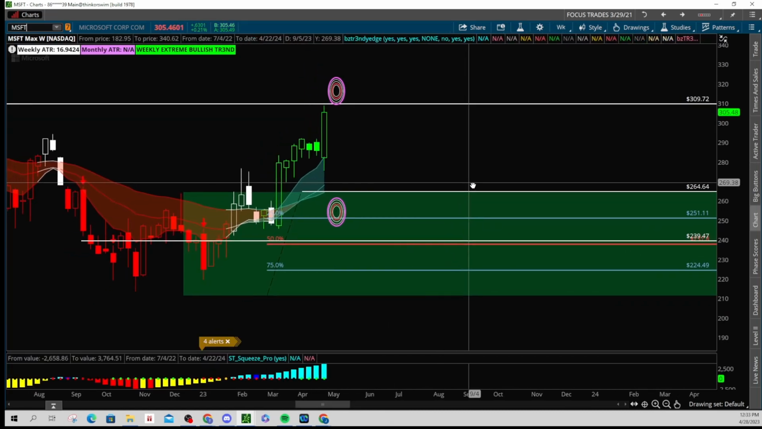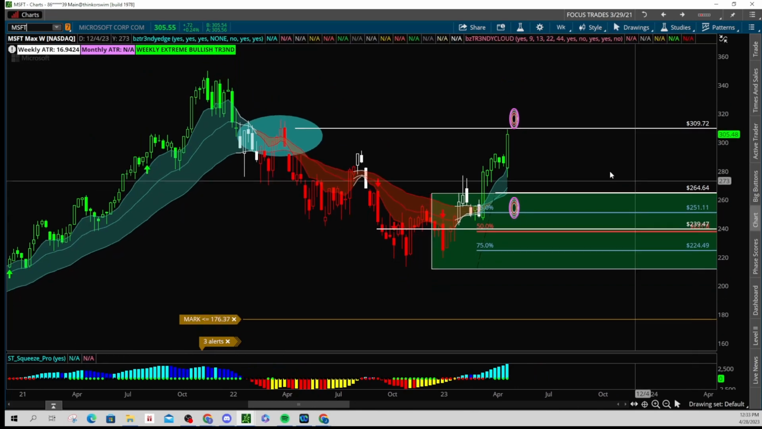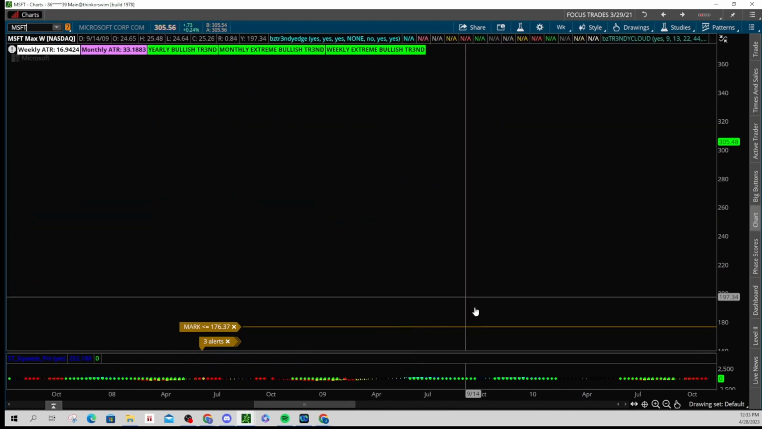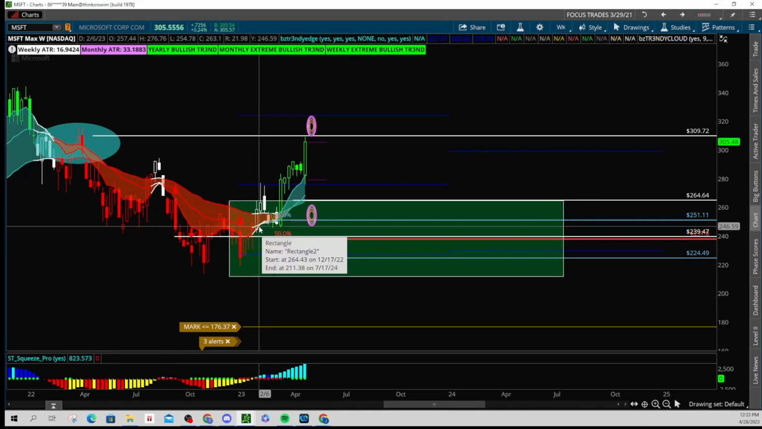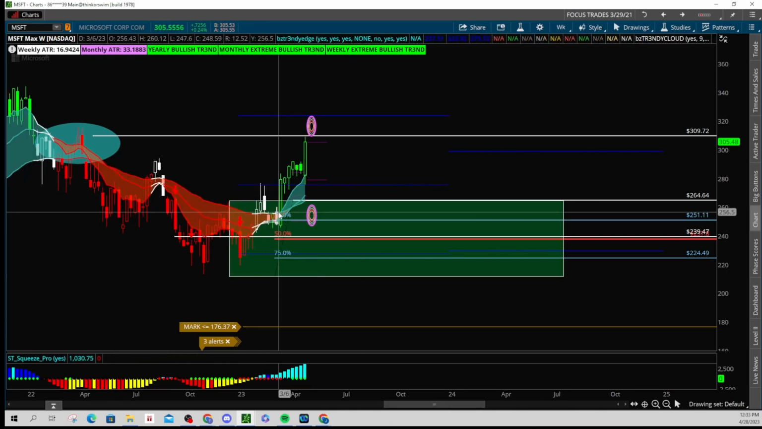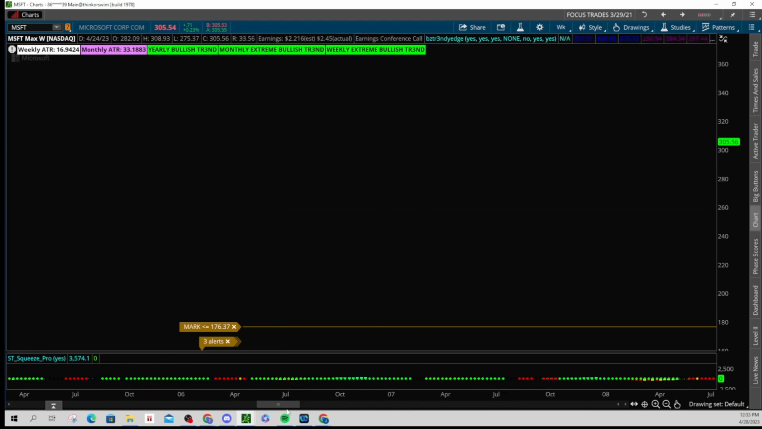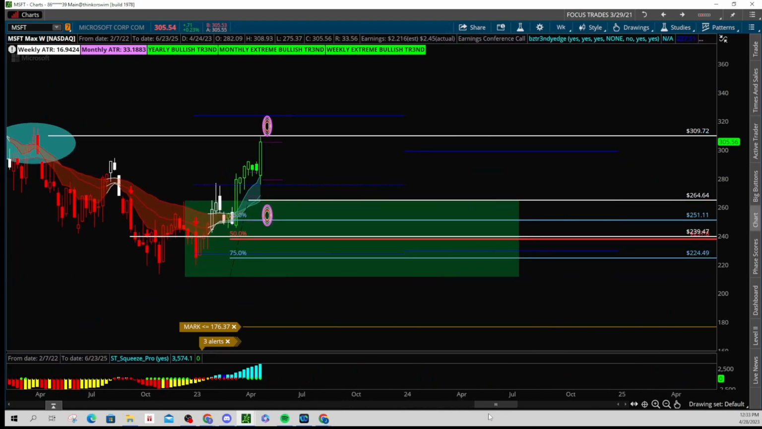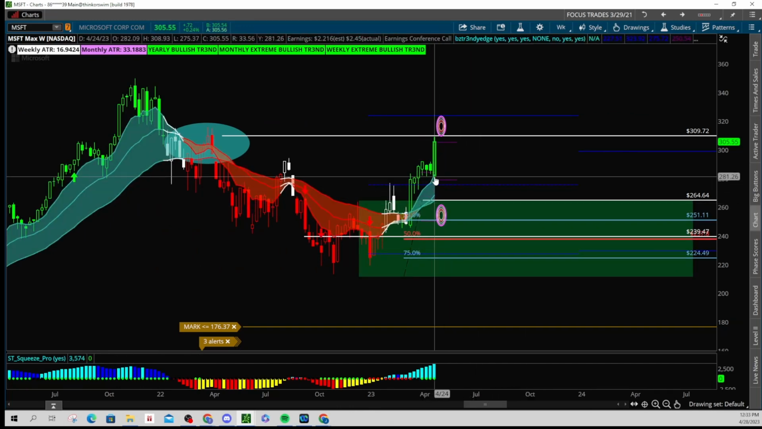Okay, so here is Microsoft right here. Basically, what we're looking at is it came down into a demand zone. Demand, meaning I want to buy it. It got above the clouds. I wanted to stay long. I started using targets, and those targets themselves started to come into existence. We hit them, we trimmed at major levels, we stayed above the cloud.